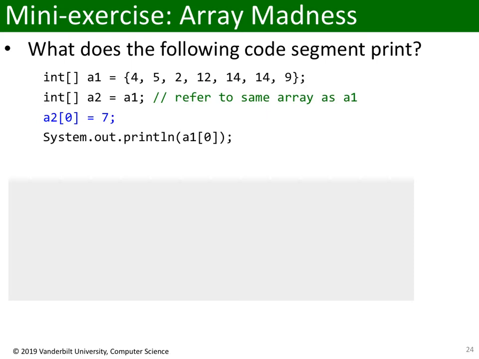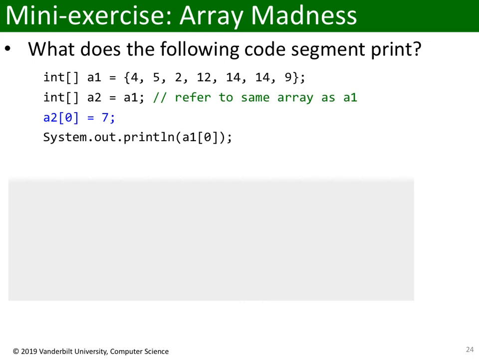So we create an integer array variable called A1. That's a variable that is going to hold an integer array reference, or an address. And we are creating in memory an integer array object initialized with these values, and then we assign the address of that object to A1.